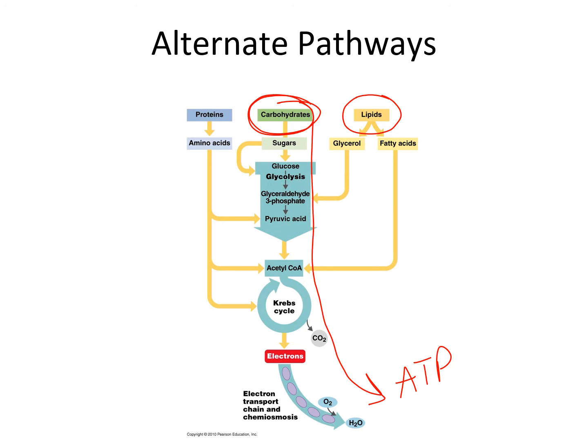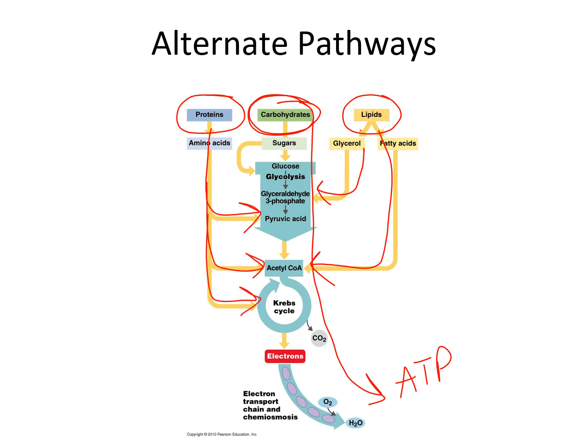So if the cell runs out of carbohydrates, they can use the lipids, and the lipids can enter into this metabolic pathway in a couple different points. If the cell does not have a source of carbohydrates and does not have a source of lipids, then it can use proteins also to produce energy. So those amino acids can enter at several different points in this pathway. But the point of this is that production of ATP is very important to the cells, and they have several options to use to generate ATP.